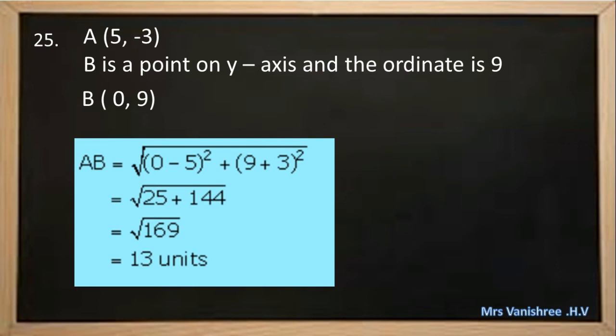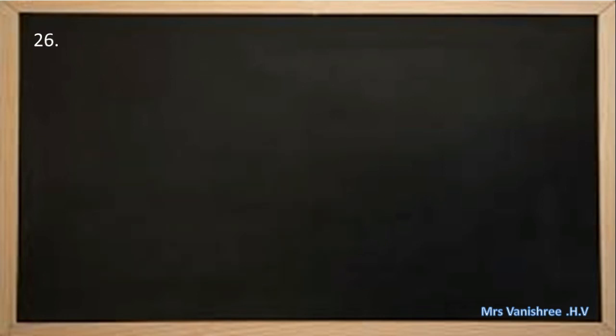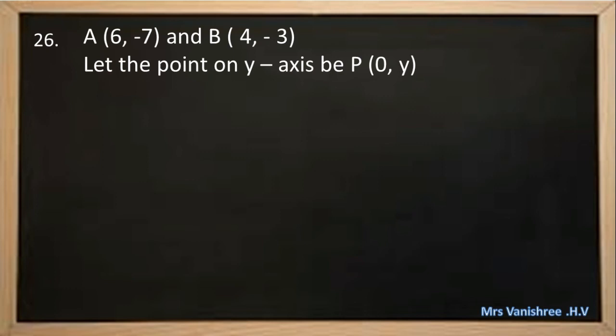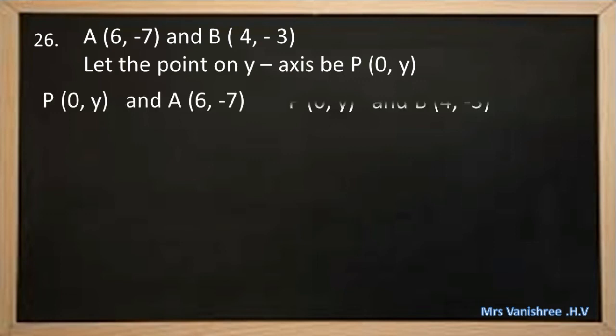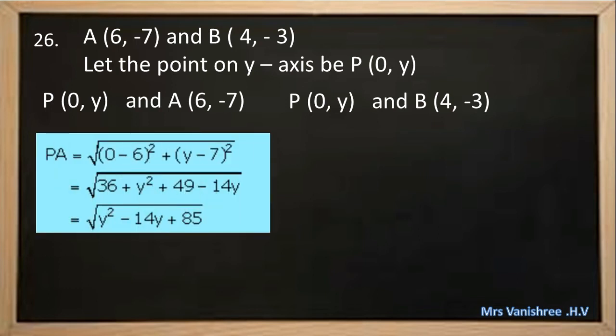Next, question number 26, a little bit different type of question. Note down, children. Find the point on the y-axis whose distances from the points A(6, 7) and B(4, -3) are in the ratio 1:2. Let us consider a point on the y-axis as P(0, y). So find out the distance of PA as well as PB, measure of PA by applying the distance formula, and measure of PB by the distance formula.